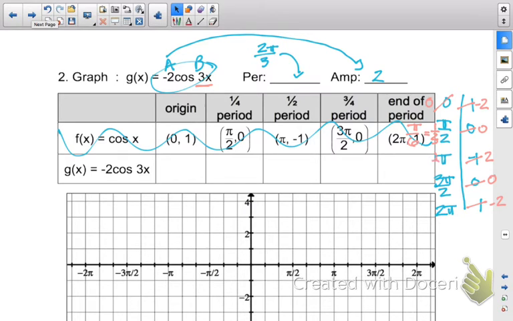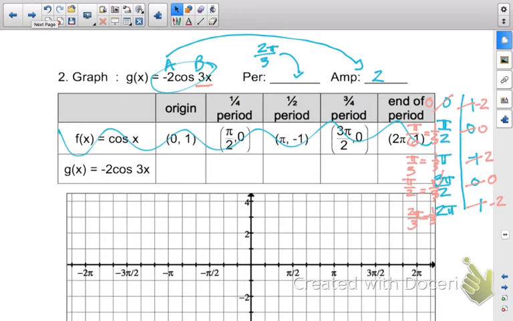If I multiply a third times pi, it gives me pi over 3. If I multiply a third times 3 pi over 2, the 3's will cancel, which will give me pi over 2. And then last but not least, 2 pi times a third gives me 2 pi over 3.